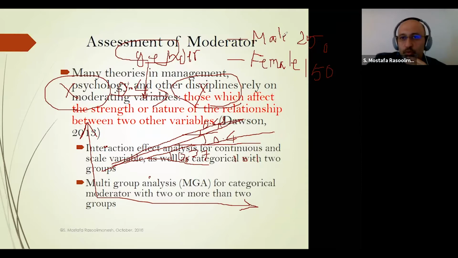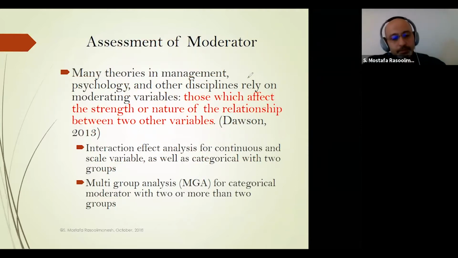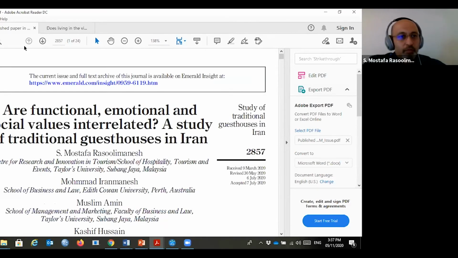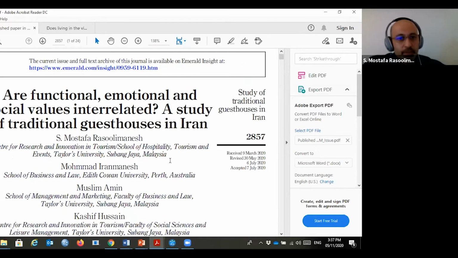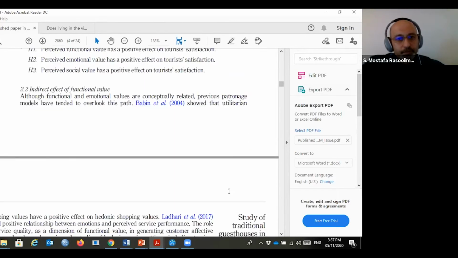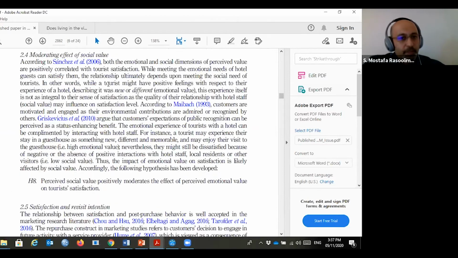Let me show you two examples. Okay, this is two of our papers. This paper was published in 2020, a recent one. In this paper, actually, this is our framework.